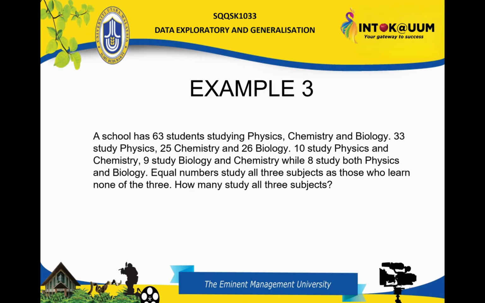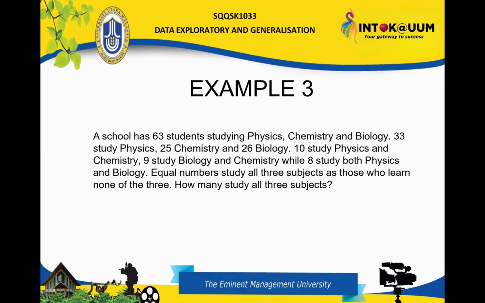Here is an example where events overlap. The case of students taking multiple science subjects. The school has 63 students studying physics, chemistry, and biology. Out of this, 33 students study physics, 25 students study chemistry, and 26 students study biology. Subject combinations: 10 students study both physics and chemistry, 9 students study biology and chemistry, meanwhile 8 students study physics and biology. Finally, we are told that the number of students who study all three subjects is the same as those who study none of the three.